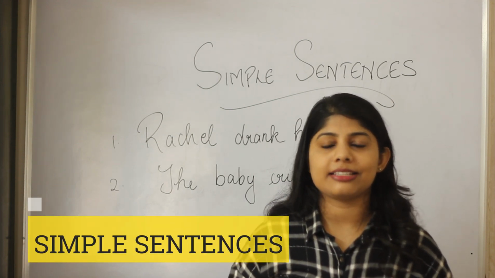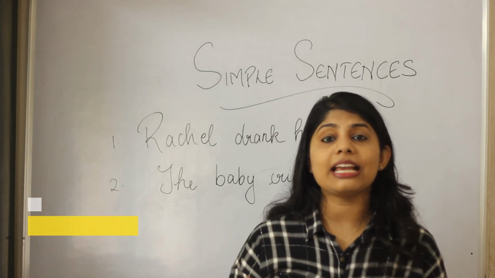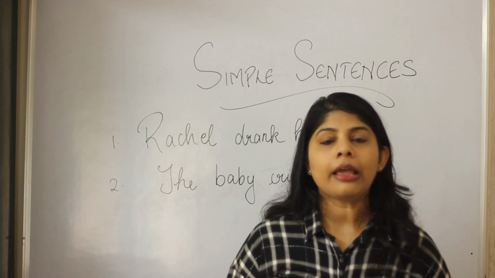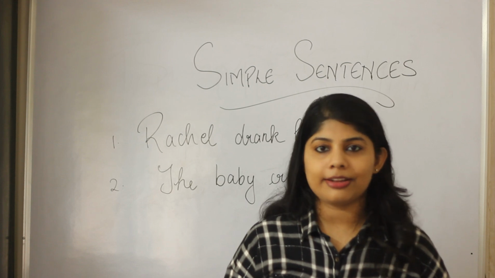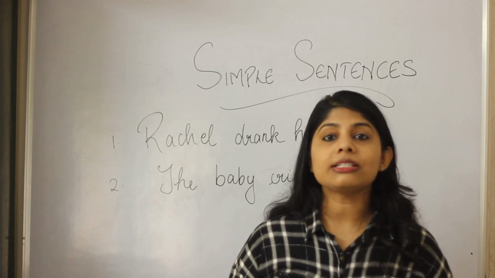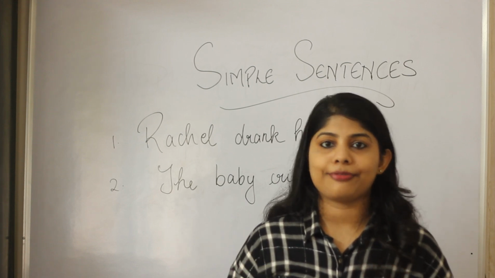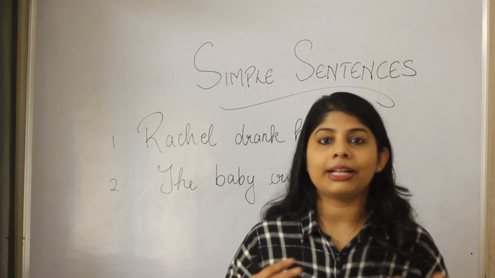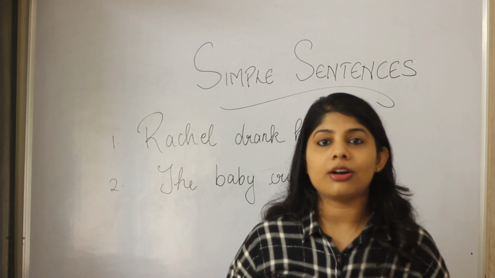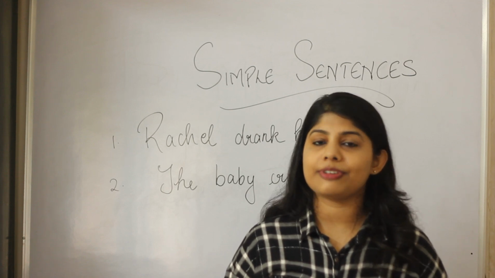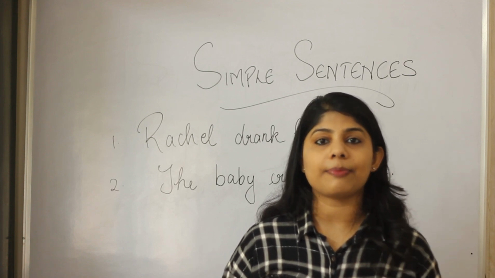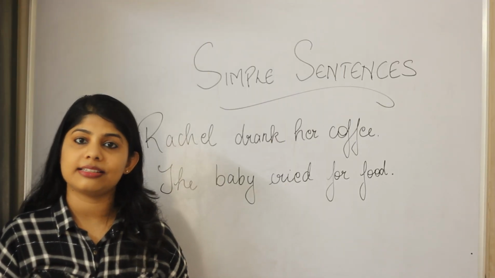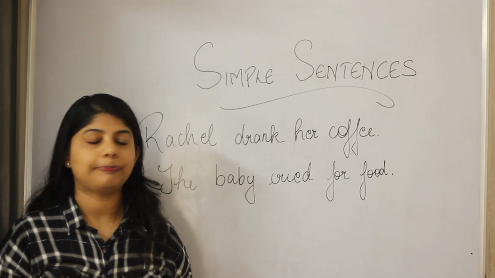A simple sentence is a sentence which has only the essential elements, that is, a subject and a verb. It is also known as an independent clause. Why? Because it is a complete thought in itself and it can stand alone. Do not get worried by the word clause. The word clause just means that portion of a sentence which includes a subject and a verb. Let us understand simple sentences with the help of an example.